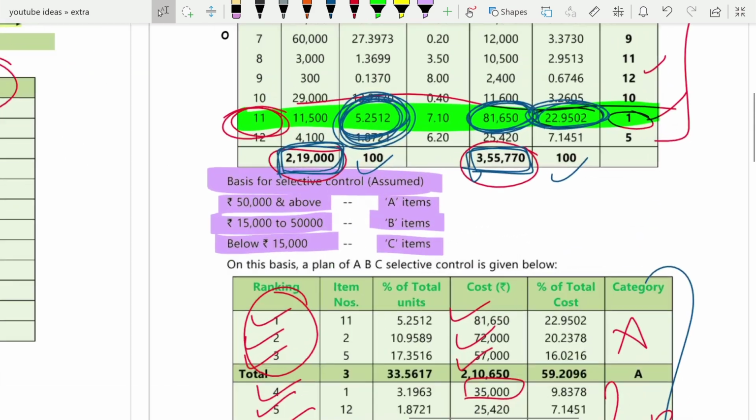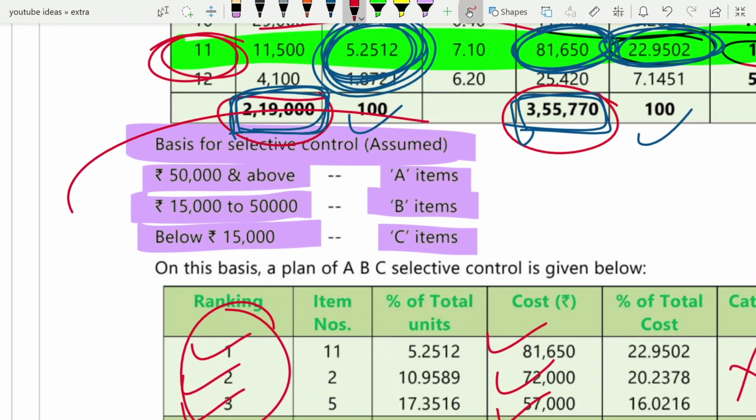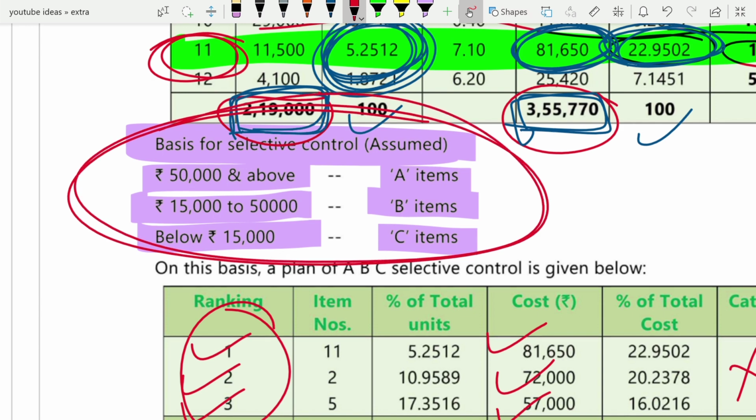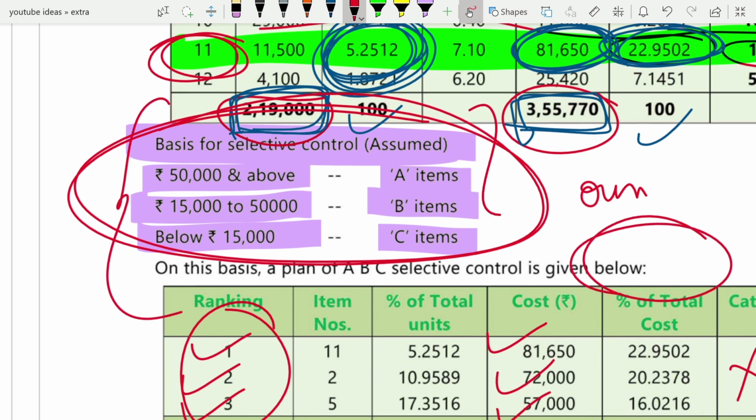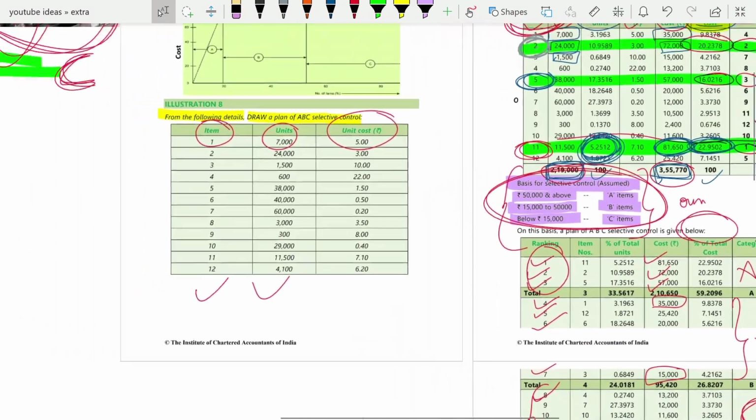Now your doubt will be, how will we know what we have to take as assumption or how we have to bifurcate? Usually everybody says it is your own calculation. But in case such a question is asked in the exam, it will be similar to this question only. So you have to take the same assumption which ICAI has given in the ICAI material and solve the question using that. So you also take the assumption that 50,000 and above is A, 15,000 to 50,000 is B, below 15,000 is C. Yes, so I hope you understood how to do ABC analysis.